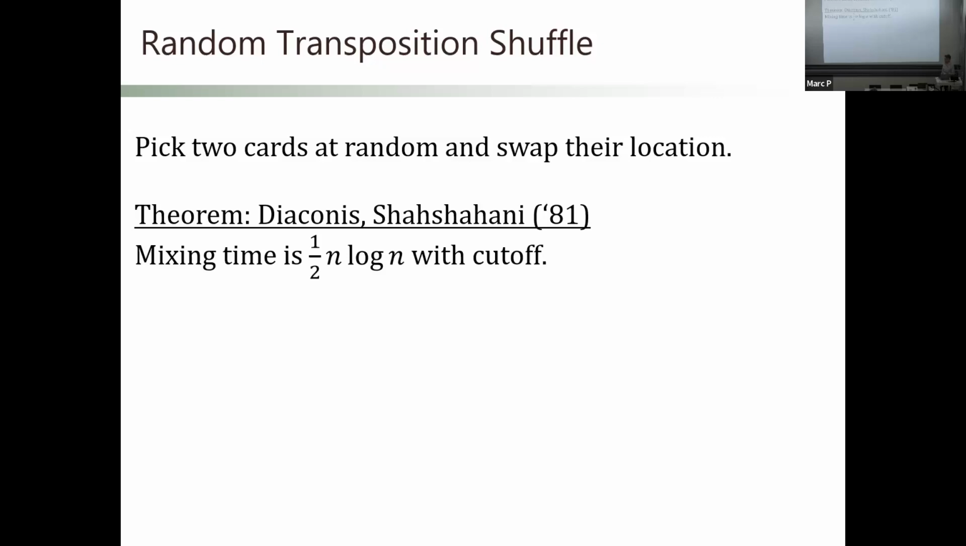phenomenon. So if you do just slightly less than a half n log n number of shuffles, you'll be very far from the stationary distribution in terms of total variation distance. Whereas if you do just slightly more than a half n log n number of shuffles, it will be very well mixed, very close to a uniformly random permutation, up to some aperiodicity. So you get this very abrupt transition at a half n log n.